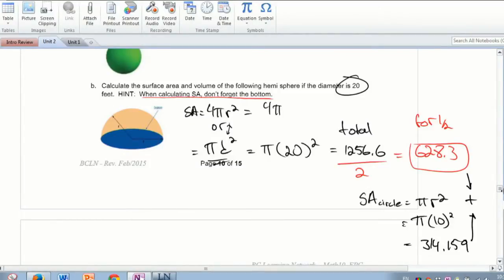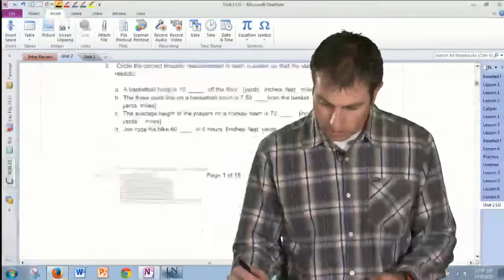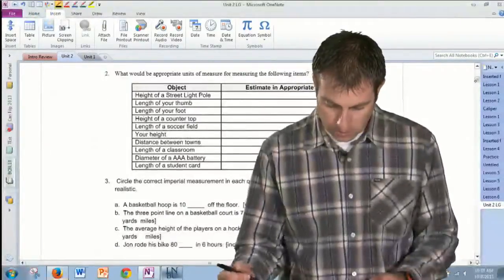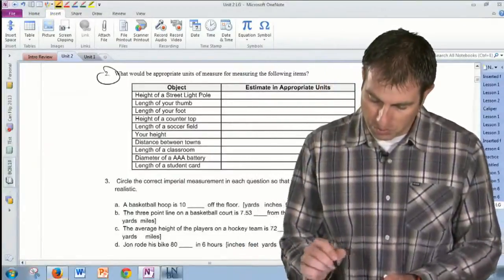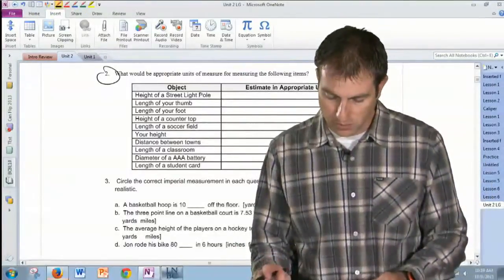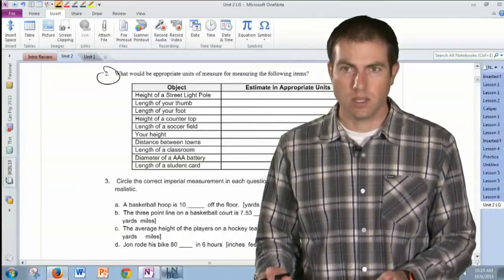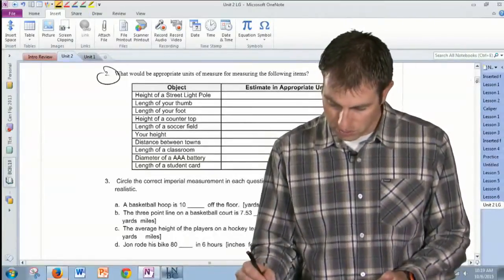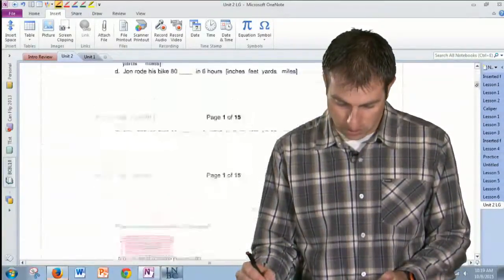The last, I just have like 1 minute left, and for the first page of learning guide number 2, maybe I can just give a couple pointers on that, Taylor. Like this one here: what would be the appropriate unit for measure of the following items? Is that the number 2 you're talking about? I'm assuming there's only one number 2 on the first page.